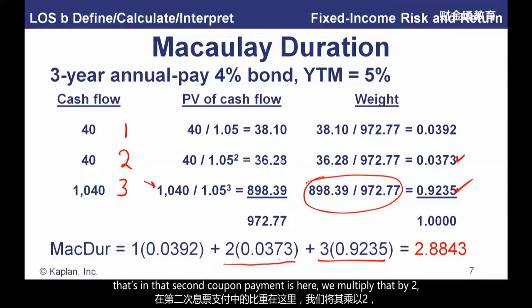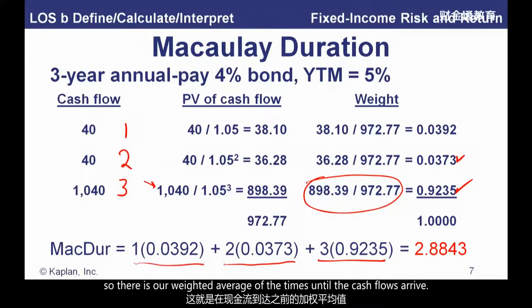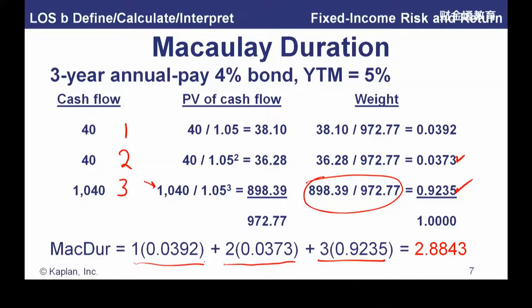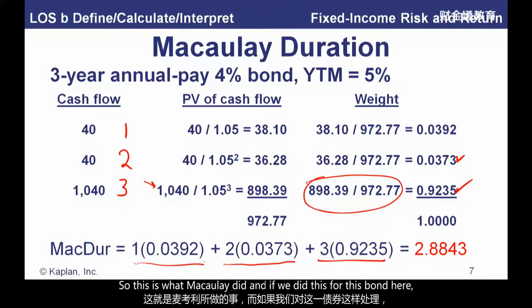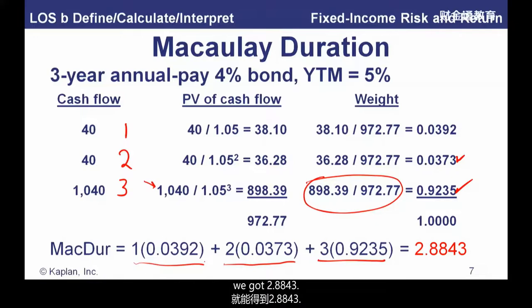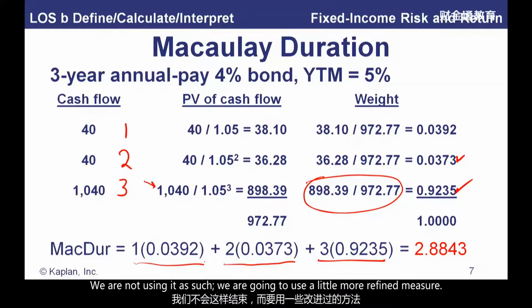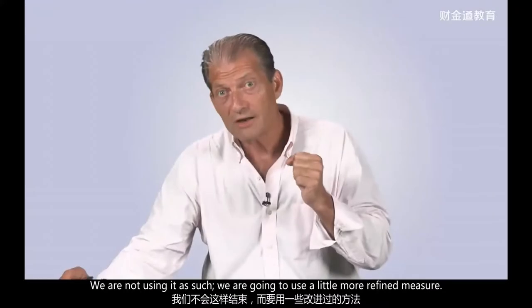We'll multiply that by 2. So there's our weighted average of the times until the cash flows arrive. So this is what Macaulay did, and if we did it for this bond here, we get 2.8843. We're not going to use it as such. We're going to use a little more refined measure.